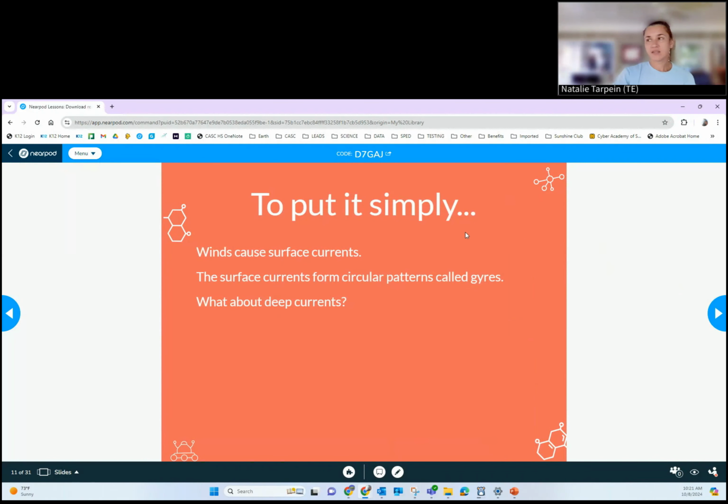All right, so very simply put, wind is what causes these surface currents. Surface currents form circular patterns called gyres, like the Gulf Stream.